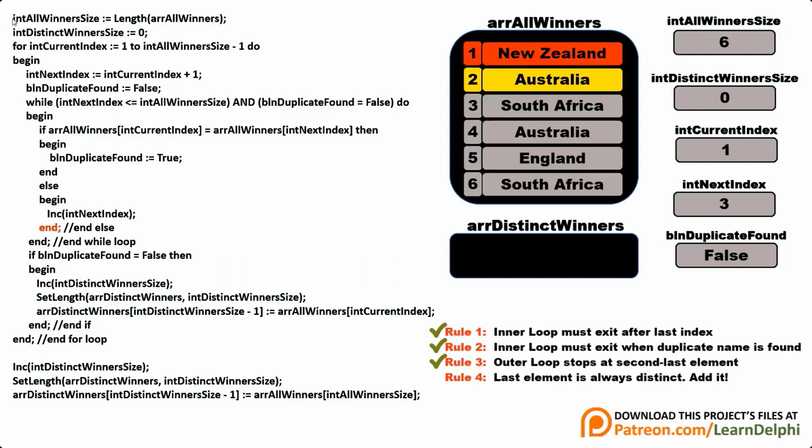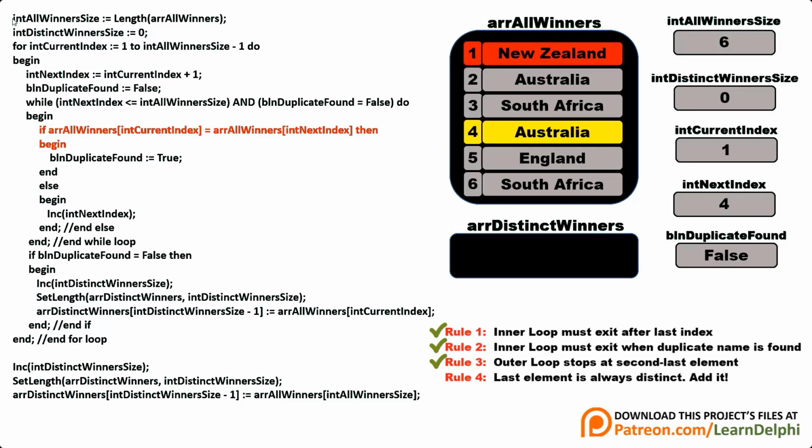The while loop is not at the last index yet, and the boolean is still false, so the compiler must jump back to the top of the while loop. The if statement now compares index 1 with index 3. New Zealand and South Africa do not match, so the else branch increments the next index to 4, and the boolean stays false. We haven't met the condition to exit the while loop yet, so the compiler jumps back to the top of the while loop.